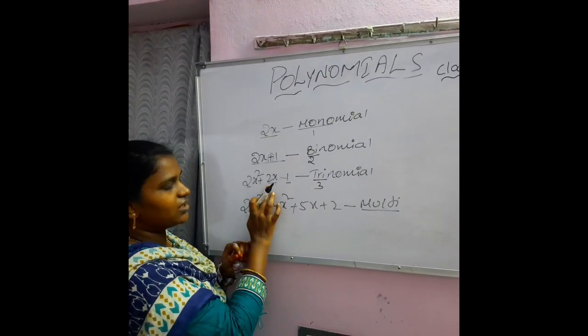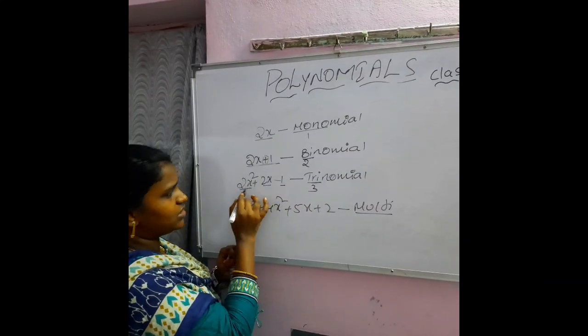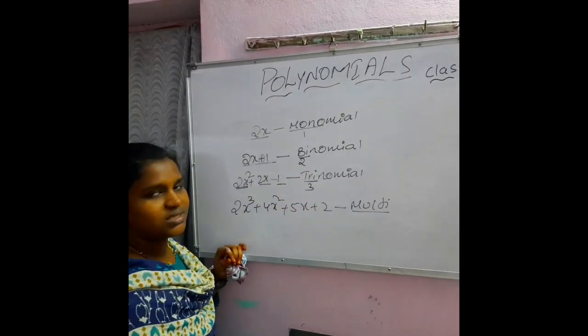If you had seen the third one, that is trinomial. Tri is 3, that means we have to have 3 terms here: 2x square, 2x and 1. We are having 3 terms, so it is called a trinomial.